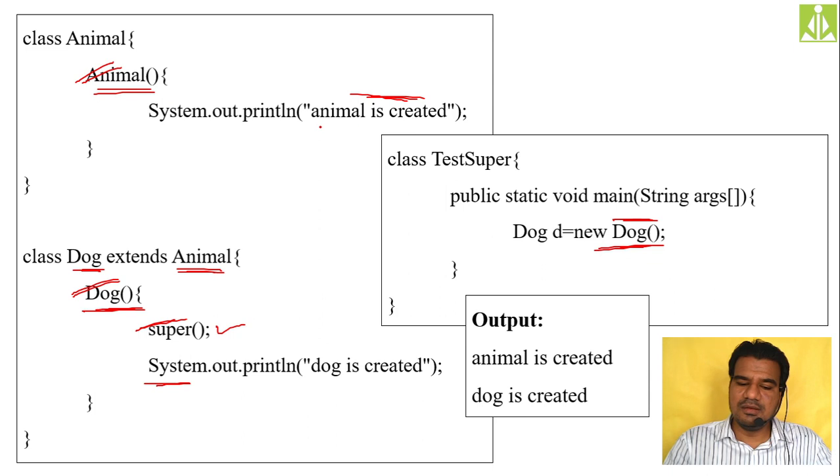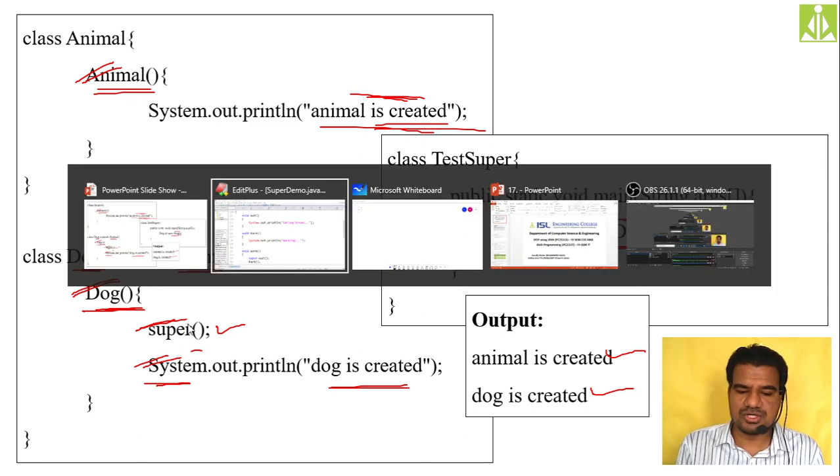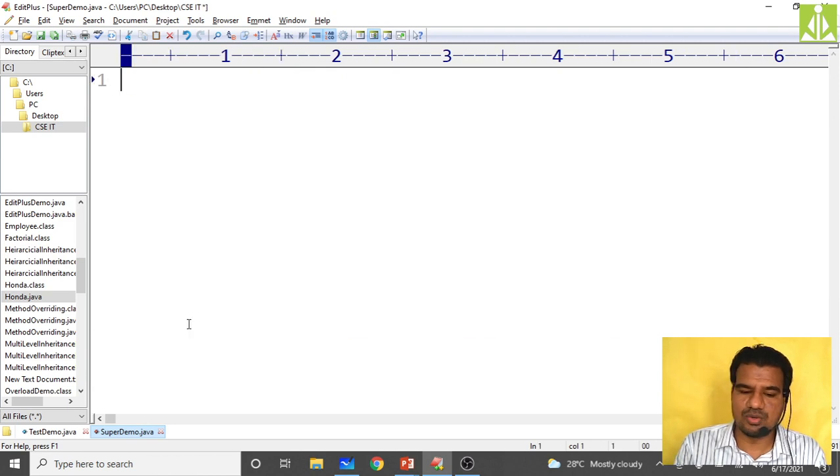So you will get the animal is created message first, then after invoking this one, it will come over here and execute this statement also. So you will get the dog is created message: animal is created, and dog is created. Two messages one after the other. First it will invoke the superclass constructor, then the subclass constructor. Hopefully you understood. So just the demonstration we see, and we will conclude today's lecture.